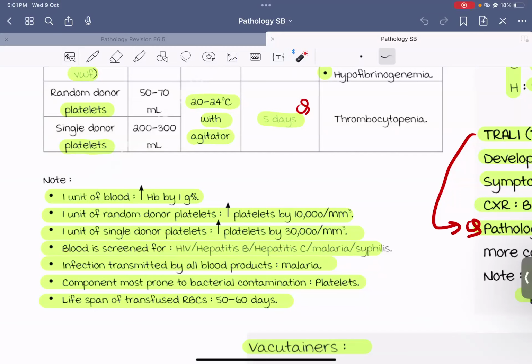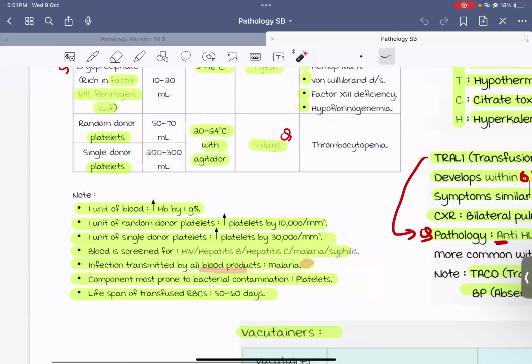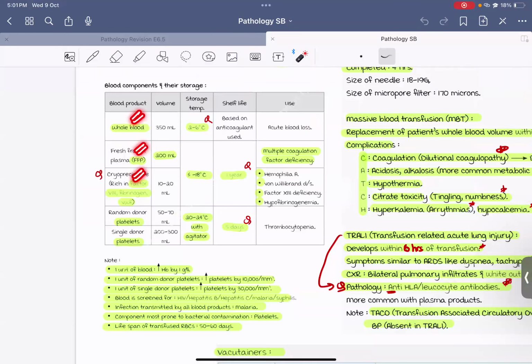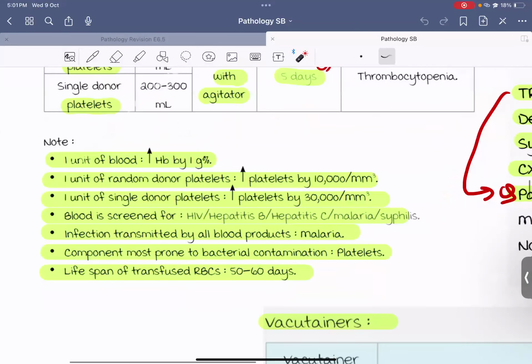HIV, hepatitis B, hepatitis C, malaria and syphilis, these are the infections blood is usually screened for. Any infection which is transmitted by all blood products is malaria. That is, whatever blood products there are, for example whole blood, FFP, cryoprecipitate and platelets, they all have the tendency to transmit one particular infection, the malaria. Not all, but only the malaria.